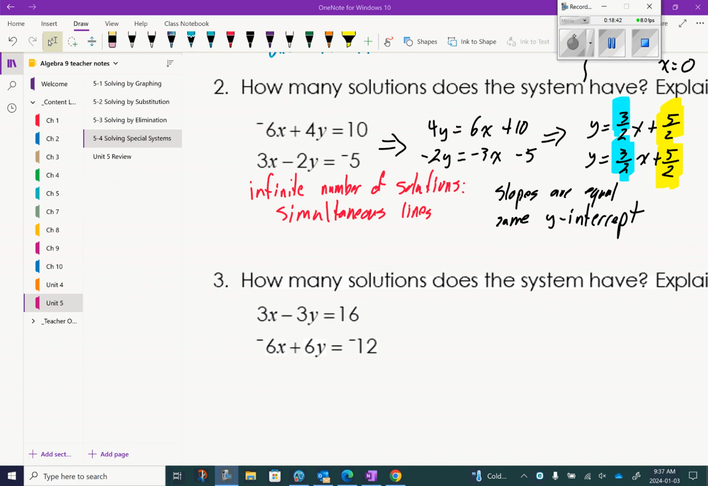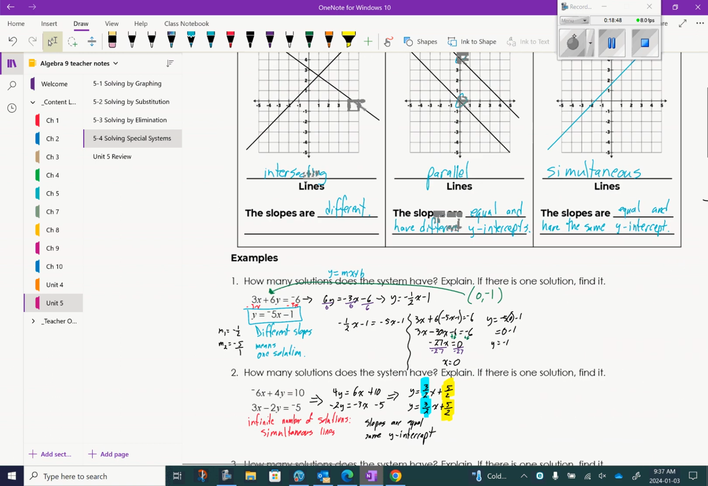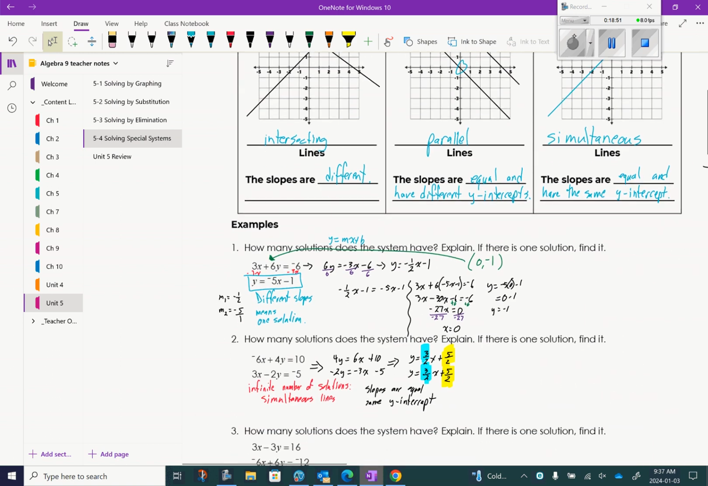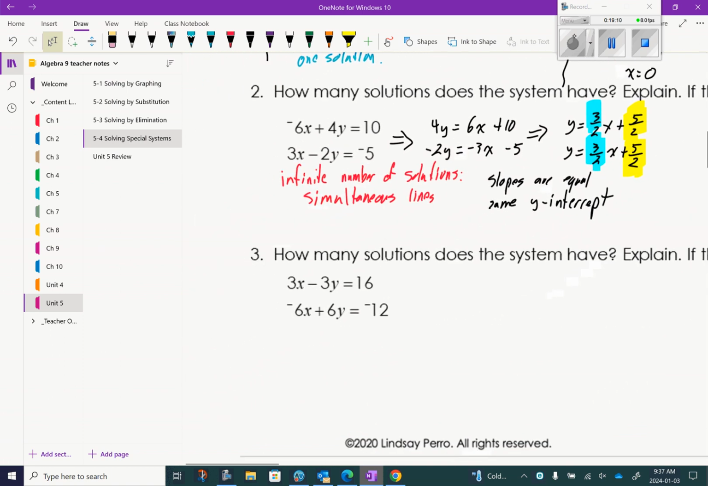So again, it's not enough to just look at the slopes because there are 3 different outcomes. If the slopes are different, we know they intersect. There should be one solution. We should be able to find it. We have 3 different ways of doing it. If the slopes are the same, then you need to take that next step and look at the y-intercept to see if they're the same.